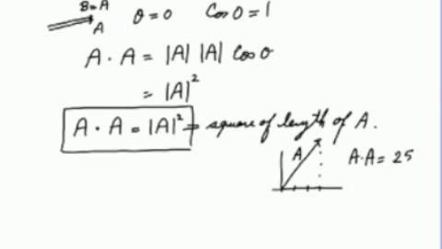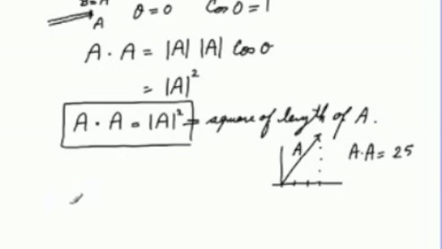Another interesting case: suppose I have a vector A. So let's look at the other extreme case. Suppose here is my A, and this is my B. What is A dot B?